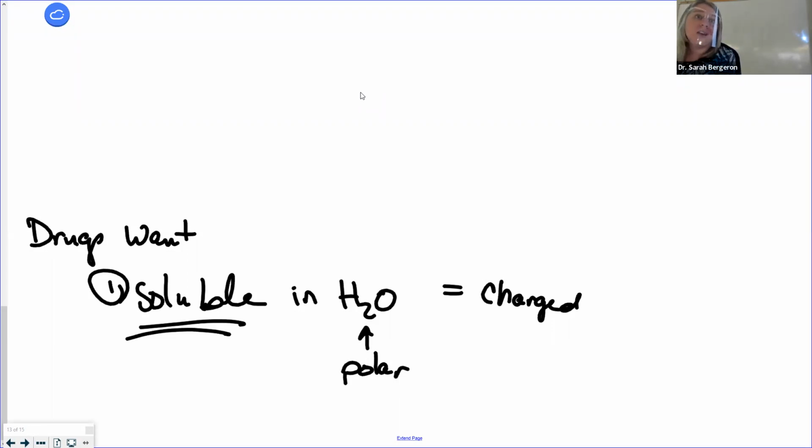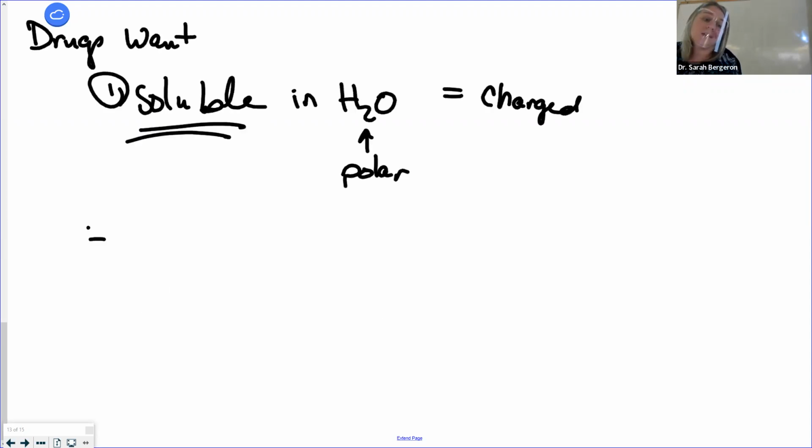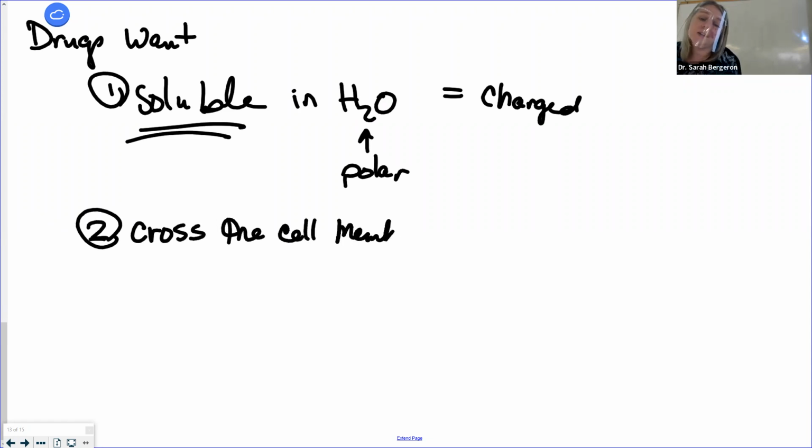That's awesome, right? Now, here's a problem. We also want it to cross the cell membrane. Do we want it to be charged? What do we know about cell membranes? Are they letting charged things by? Absolutely not. So what do we need to get into the cell? Something that is neutral.